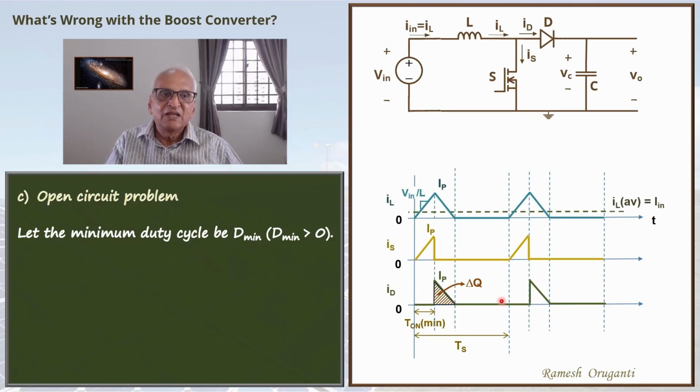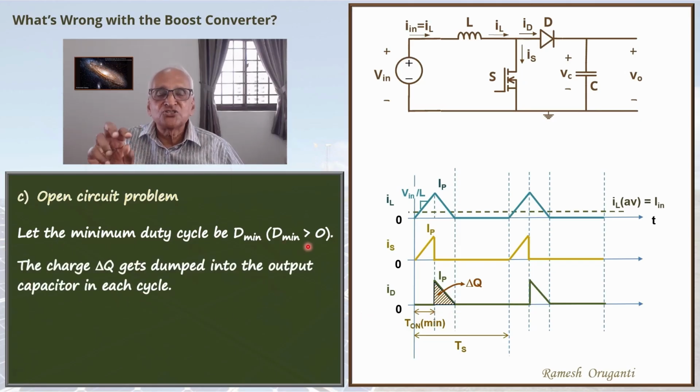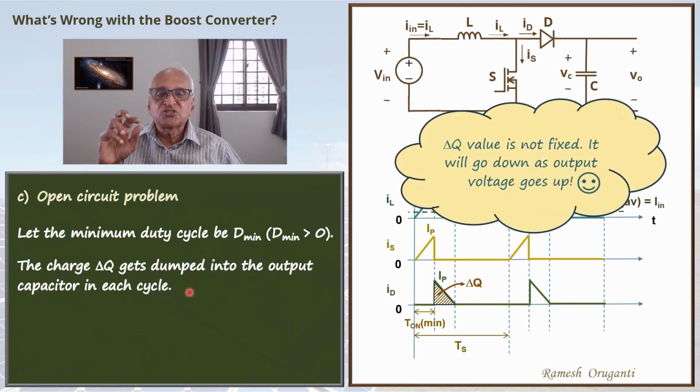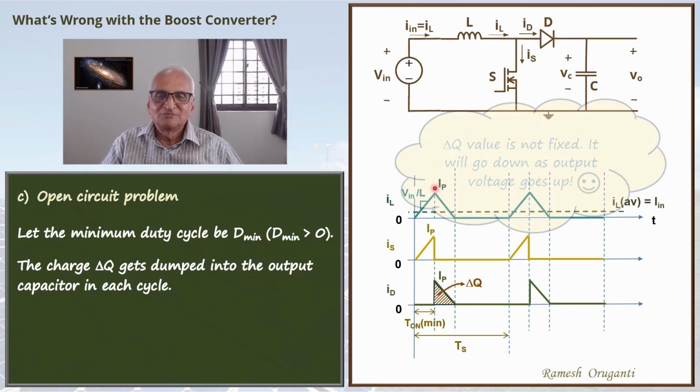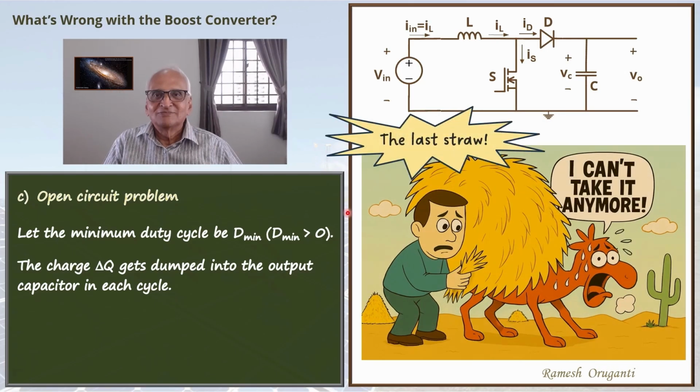The next cycle, again, a small charge goes into the capacitor. Again, the voltage will increase. So every cycle, you keep pushing a small charge into the capacitor, and the voltage will go on building up. At some point, the camel's back will be broken. So the charge delta Q gets dumped into the output capacitor in each cycle. So that will continuously build up the output voltage.